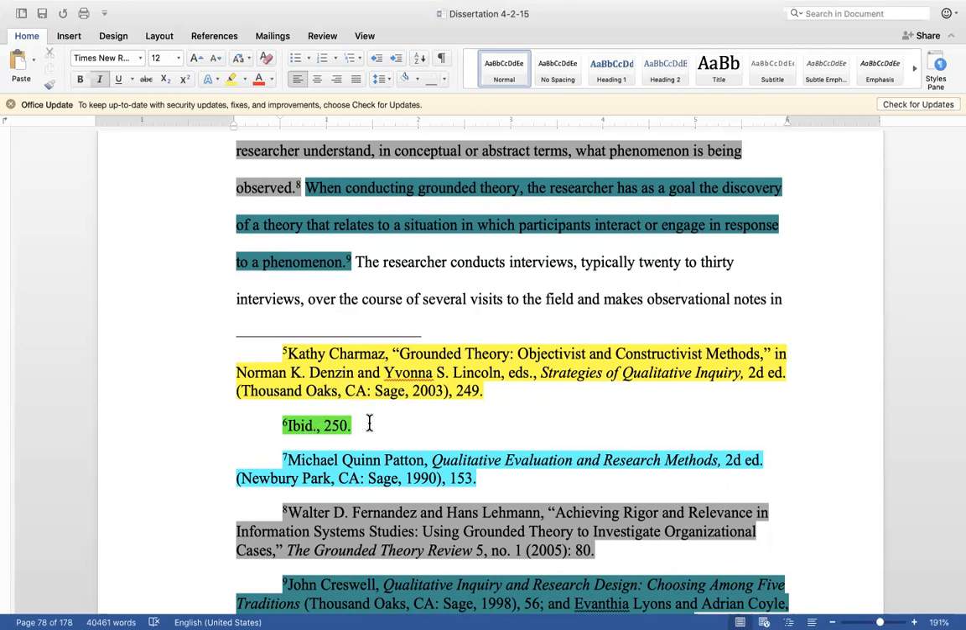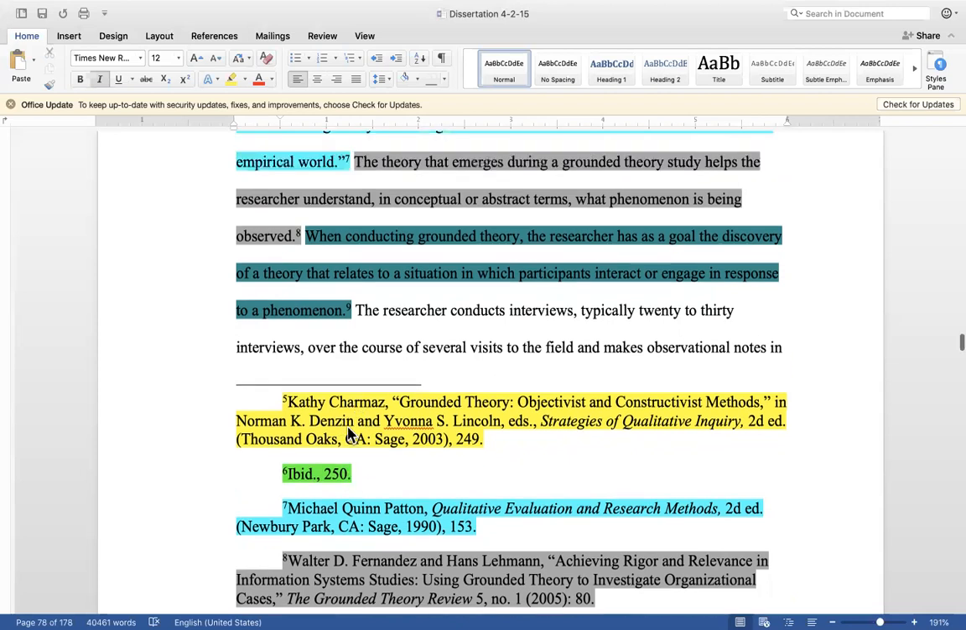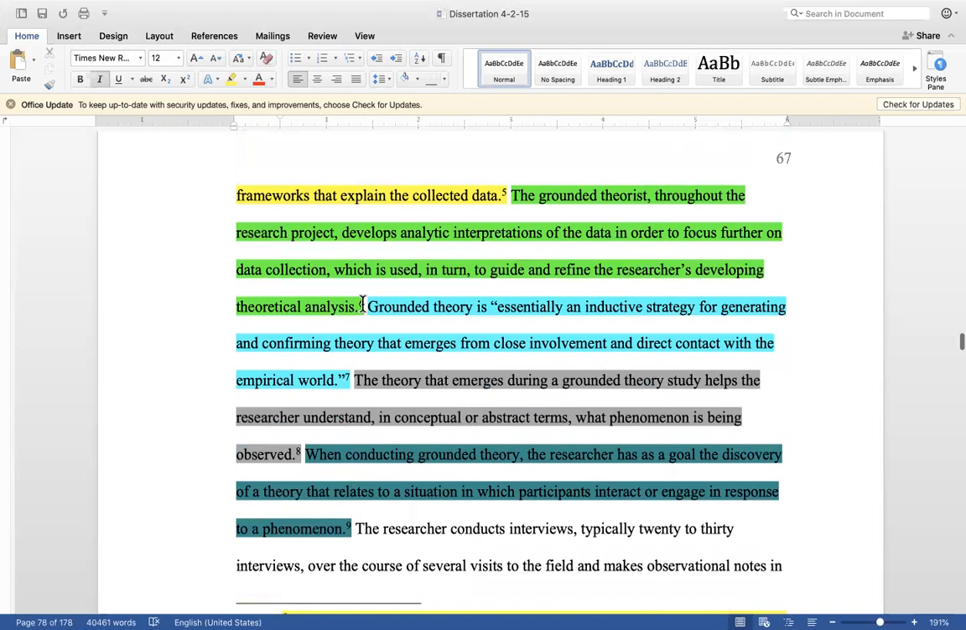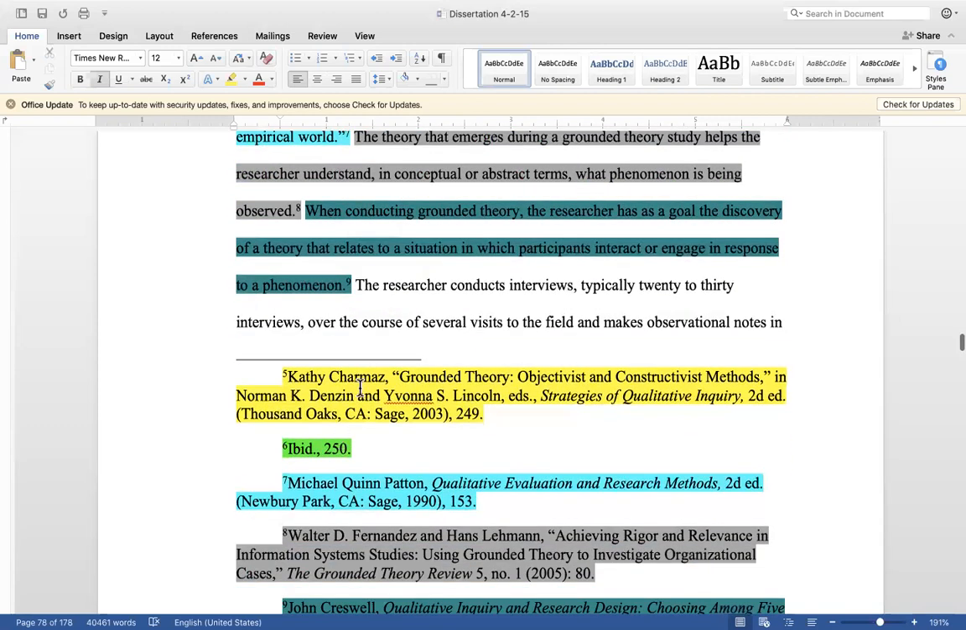You can only use ibid in a footnote if the information comes directly after what you've just read in your previous footnote. For example, if the student had made a footnote that didn't have anything to do with Kathy Charmaz, you couldn't use ibid. You can only put an ibid where it means in the same place as, the one directly above it. You can check out the Turabian Writing Guide if you need more information on that.